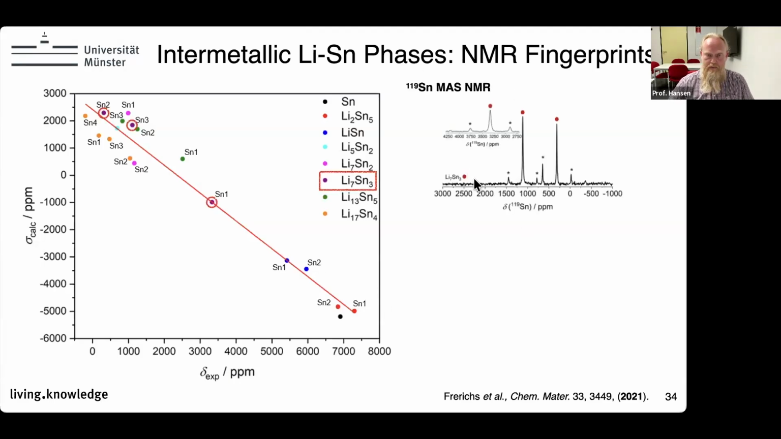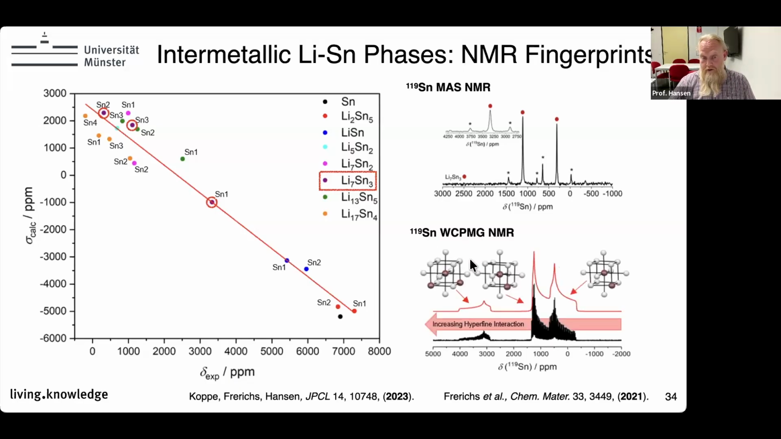So here's just fast spinning for this lithium-7 tin-3 compound. And you can see there are 3 different tin environments in this compound, characterized by these red circles here. We could do this also with WCPMG, and you get more or less a textbook example of the CSA, or shift anisotropy, pattern that occurs in this case.